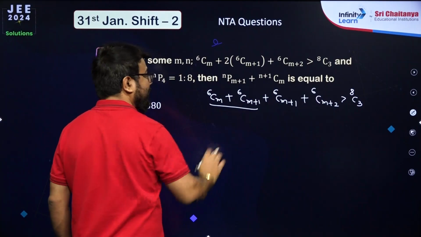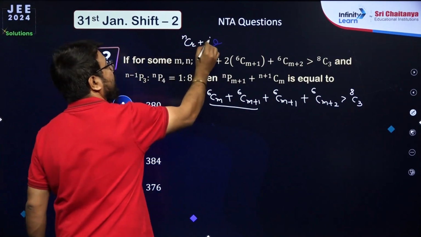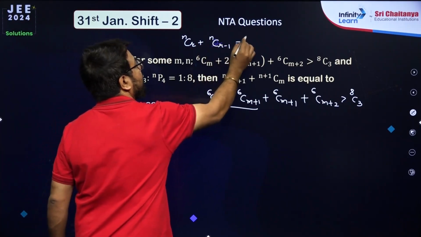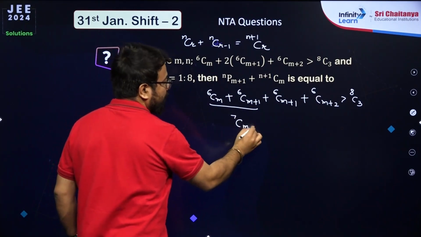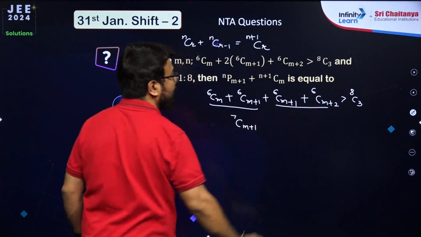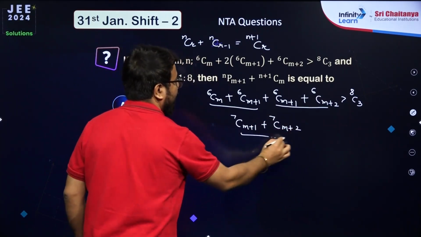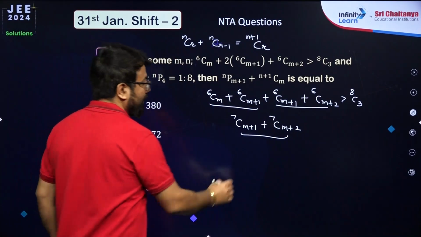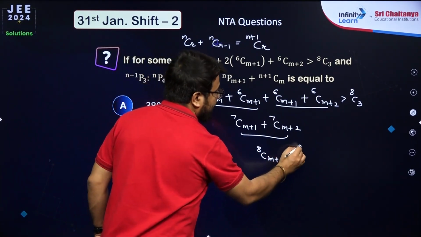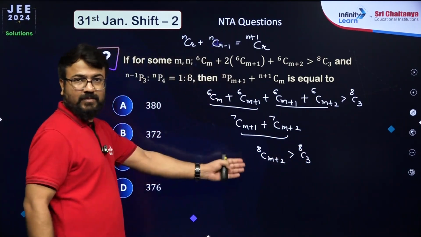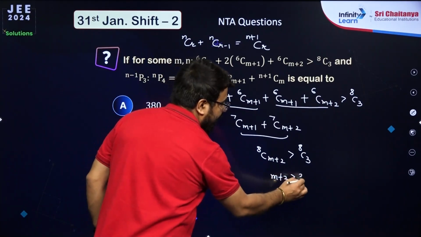If I try to combine this term with the help of the formula nCr minus 1 plus nCr equals n plus 1Cr, that will become 7Cm plus 1. If I combine these two, that will become 7Cm plus 2. Combining these two with the same formula, it will become 8Cm plus 2, which is greater than 8C3. So m plus 2 should be greater than 3.